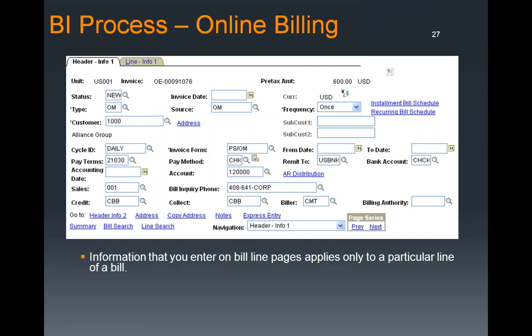Here the doubt. At a source level, when you select the source as OM, like when you select US001, the cycle ID will be blank. And at the same time, when you select bill type, this is also blank. When the source level has some value, the cycle ID is monthly or daily. Okay, and after that you select the customer.